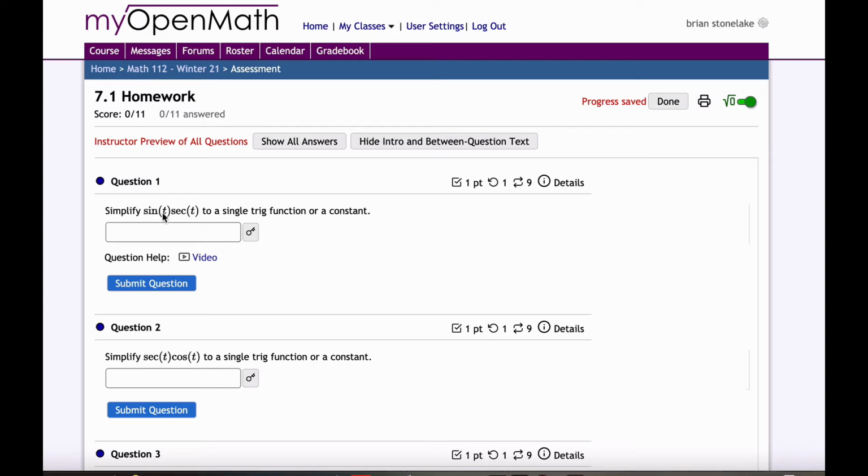So in this case, I got sine of t times secant of t. What I want to do is rewrite this in terms of sine and cosine, and then try to simplify this. Both 1 and 2 should simplify to either a single trig function like you saw in the videos, or sometimes if you get lucky, it's just a constant, like the number 1, for example. So simplify this all the way down, and when you get your final answer, it'll either be one of your 6 trig functions, or it'll turn out to be the number 1. Type that in here and you should be good. Question 2 will be just like question 1.